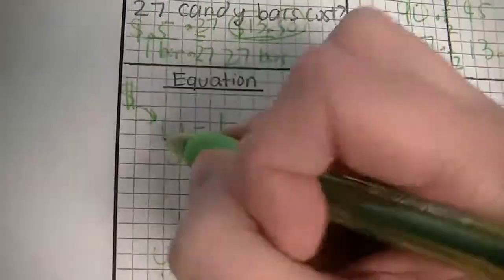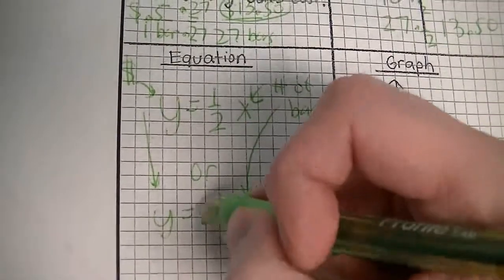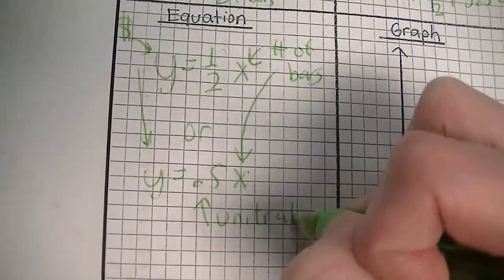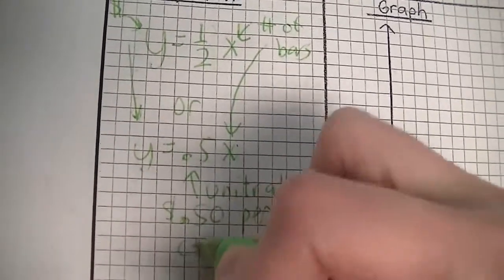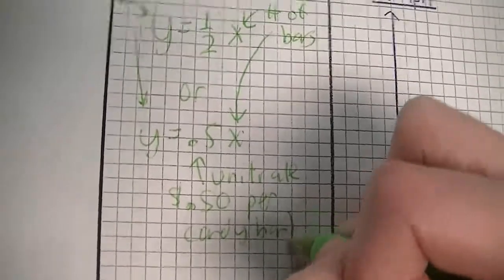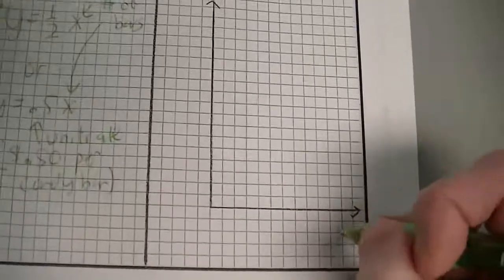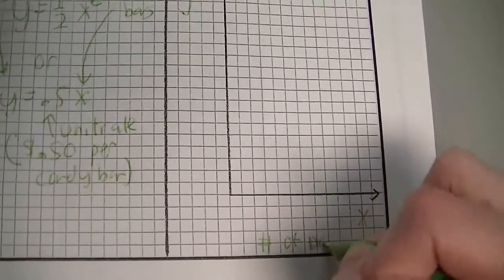And same thing down here. And then this right there, that's the unit rate of 50 cents per candy bar. Okay, and you can draw the arrow up there too. Okay, graph. X-axis, y-axis. X represents number of bars. Candy bars, to be more precise. Y represents cost in dollars.